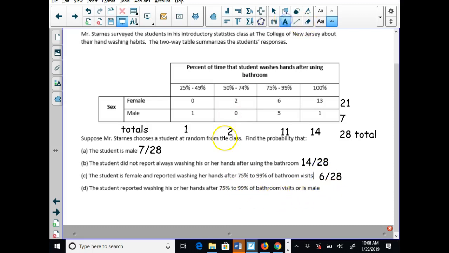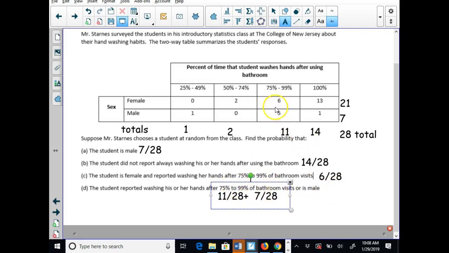The student reported washing his or her hands after 75 to 99% of the time or is male. So let's start with first the 75 to 99% of the time. How many are there 75 to 99% of the time? There's 11. So 11 divided by 28 plus how many males do we have? We have 7 total males. 7 divided by 28. Now we have to say, can it happen at the same time? Can we have males who also wash their hands 75 to 99% of the time?